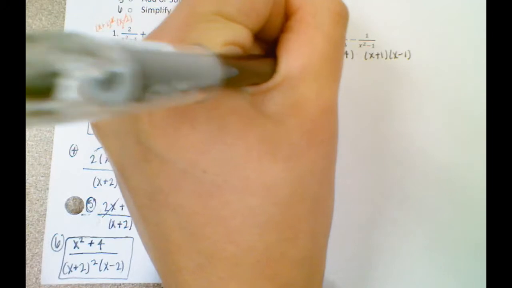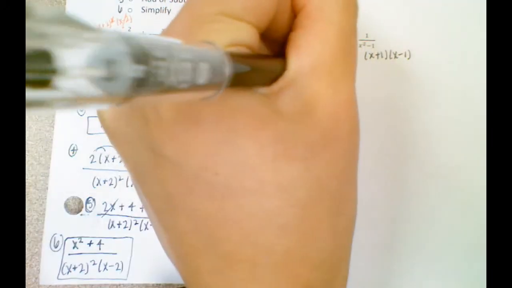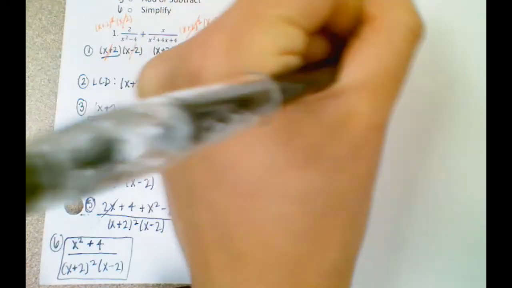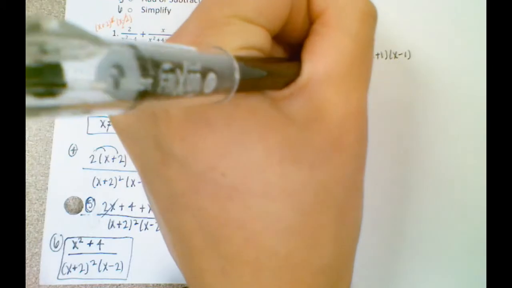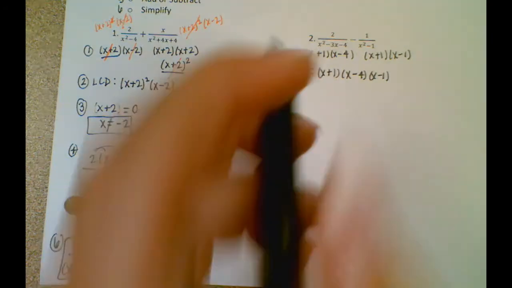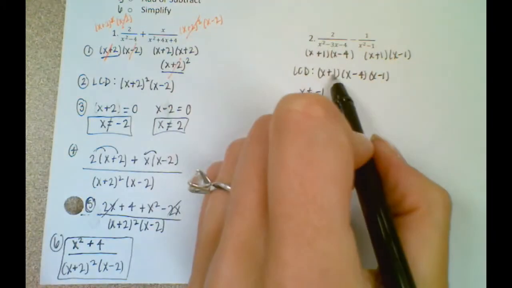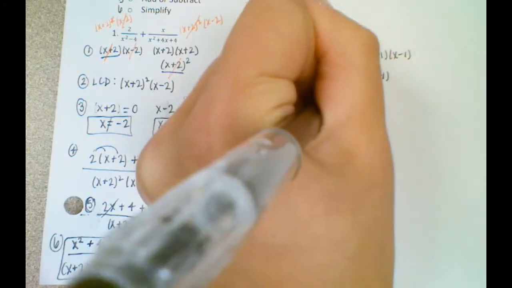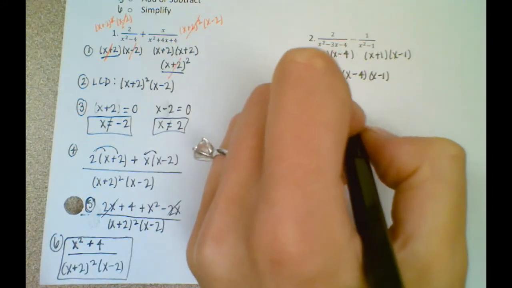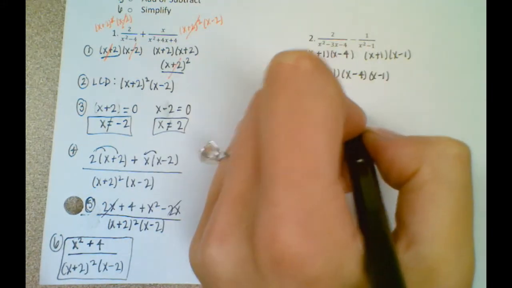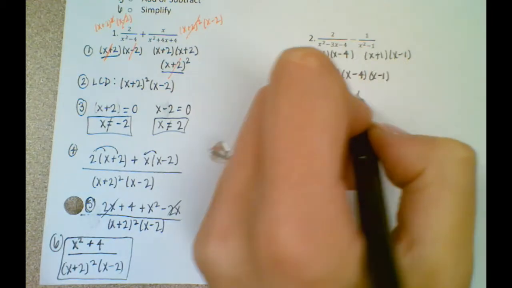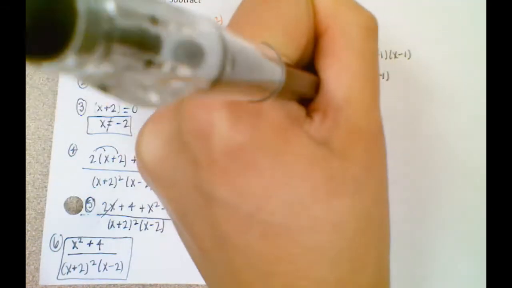So our least common denominator would be, it looks like we have an x plus 1 in both of these. This one has an x minus 4. And this one has an x minus 1. So now we've accounted for everything. So x cannot equal negative 1, because when I set that equal to 0, I'm going to get negative 1. It also cannot equal 4, because when I set this equal to 0 and add 4, and when I set this equal to 0 and add 1, I get 1. So x cannot equal these numbers. That's part of our answer.